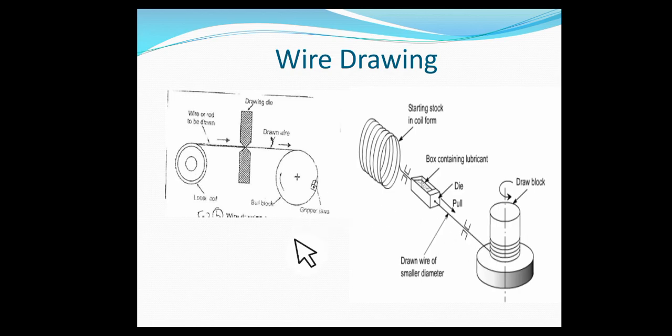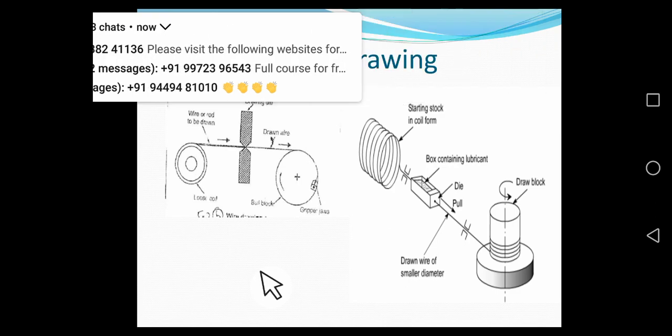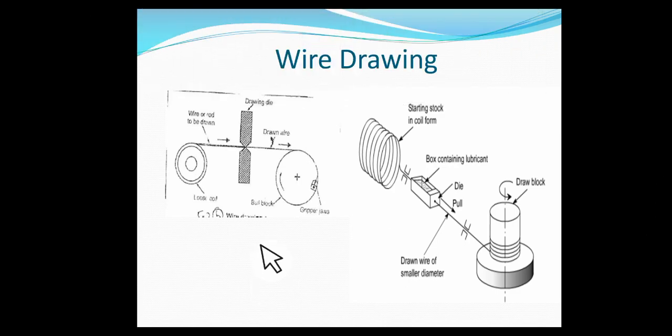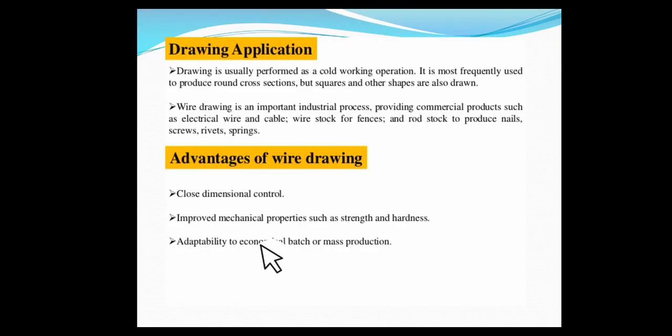So in rod drawing, where external equipment is used to pull the workpiece material, here we have the draw block or the bull block. Clear? So the application of wire drawing is where electrical wires, electrical cables and fencing wires will be used. Clear? Now we'll move to the second one.